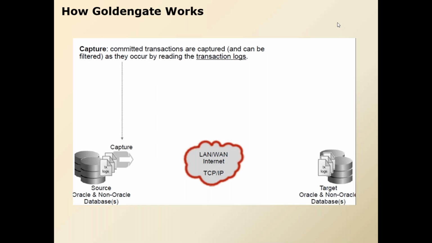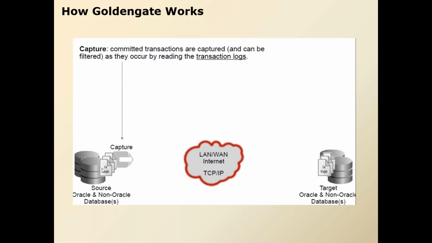So you have a source database and a target database. Your source database can be Oracle or any supported non-Oracle database. Same way, your target database can be Oracle or any supported non-Oracle database. Each database has its own transaction logs. In case of Oracle, these transaction logs are called redo logs, or backups of redo logs, which are called archive logs. Now, whatever changes you make to the database, those changes will be recorded into the transaction logs of the database.